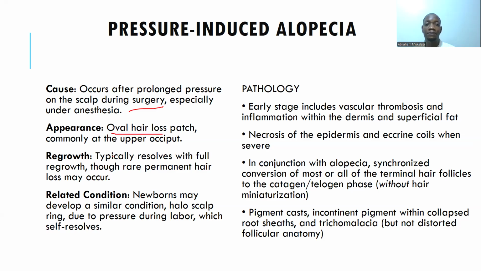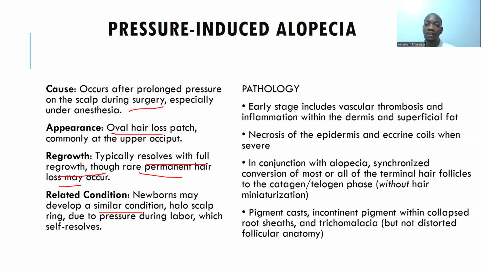So still they'll have this oval-shaped patch of hair loss on the occiput, and it typically resolves with full regrowth, though some patients can get permanent hair loss, but it is rare. Most of them, after they have gotten better and been discharged, the hair comes back without any problem. It can also be seen in newborns, especially those that you make to sleep in one particular position, maybe facing a particular direction, maybe with the back down for long periods of time, no turning, or if the patient is debilitated and sick, on oxygen therapy, phototherapy, and the rest for a very long period of time, they can also end up with this pressure-induced alopecia.